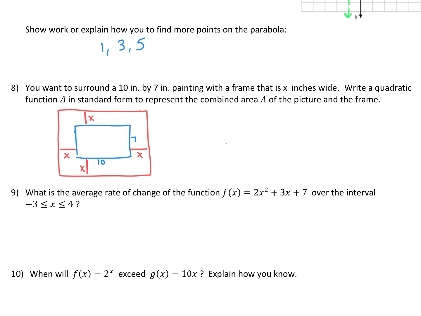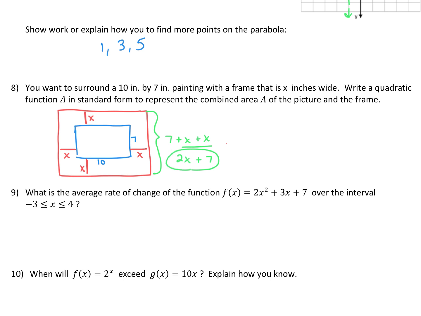So to find the combined length and width, maybe I'll do this one first. How long is this? Well, right here we knew that that's 7 inches long. But it got longer than that, right? We added on an X to the top, so I'm going to add on the X to the top. And then we also added on an X to the bottom, so I'm going to add in another X. So our new length is 7 plus X plus X, or 2X plus 7.